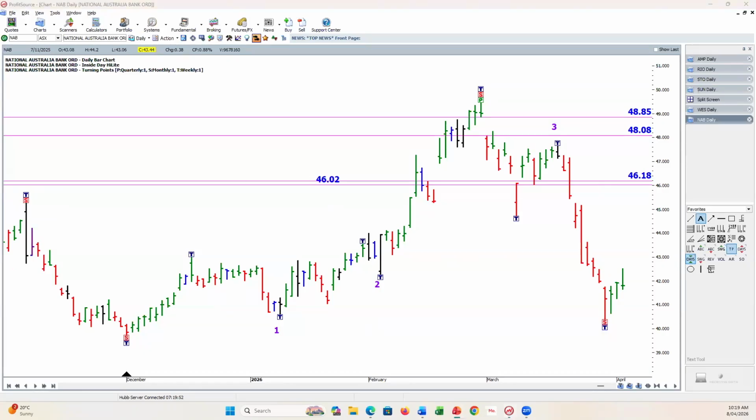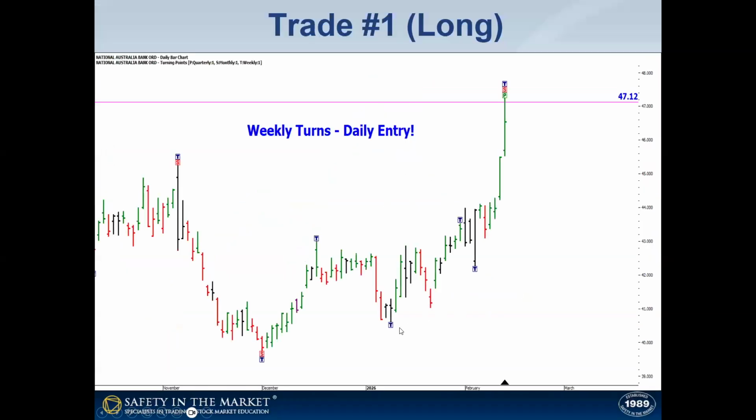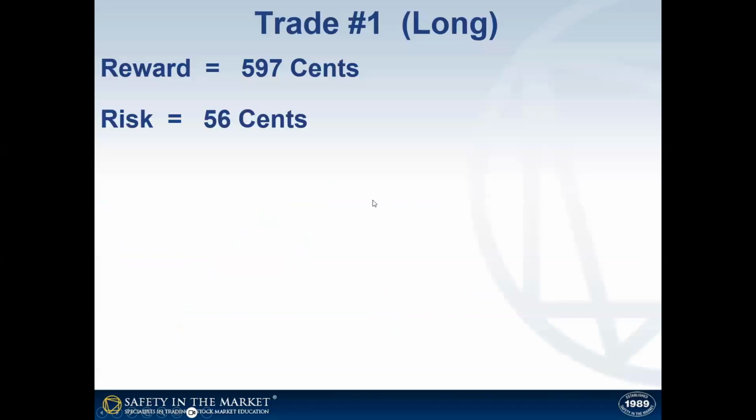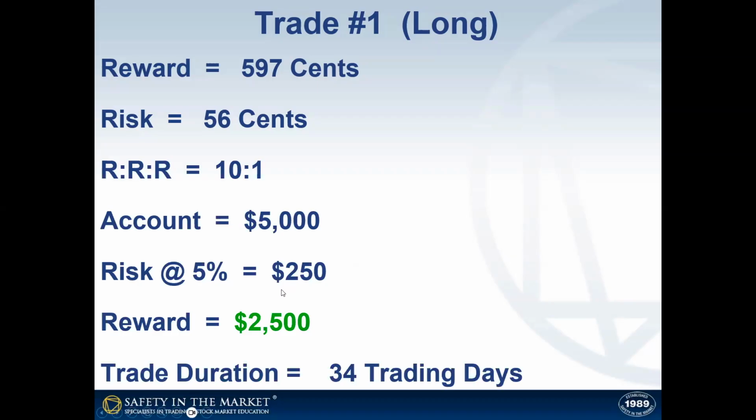We'll head back inside. So there's our big picture as we just summarize our trades. Here's trade number 1, the long trade. Our students have entered the break-in of this little bar down here using the outside bar on a daily basis. There's our reward, our risk, 56 cents. That came out as a 10-to-1 reward to risk ratio. I just use a $5,000 account as a base. We never risk more than 5%, which would be $250. There's our reward, $2,500 over 34 trading days.